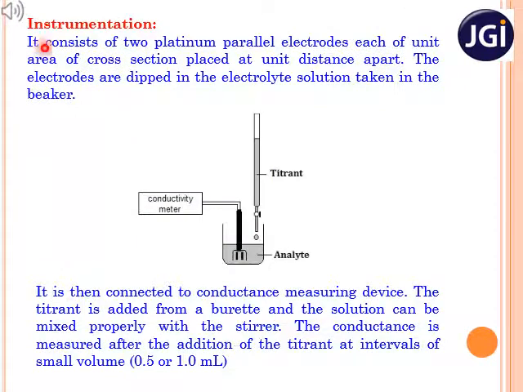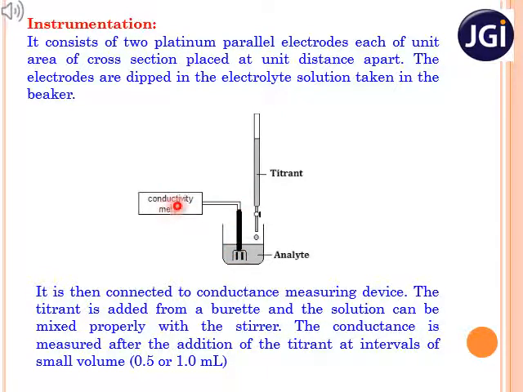Dear students, observe the instrumentation part of the conductometry method, which is given here. Known volume of analyte is taken in a beaker and the conductivity cell is dipped in it. The electrode part consists of two parallel plates made up of platinum. These two plates are placed at a distance of 1 cm and they will have unit area of cross section. The conductivity cell is connected to conductometer.